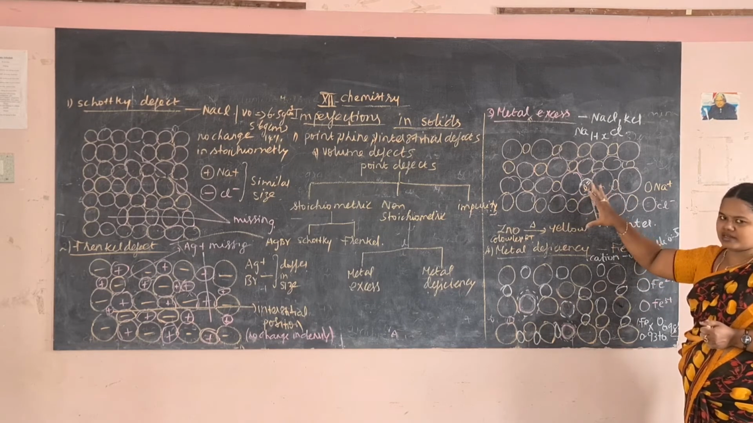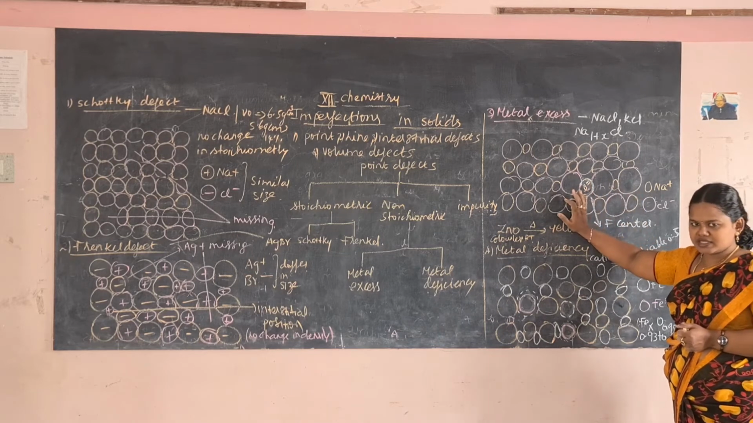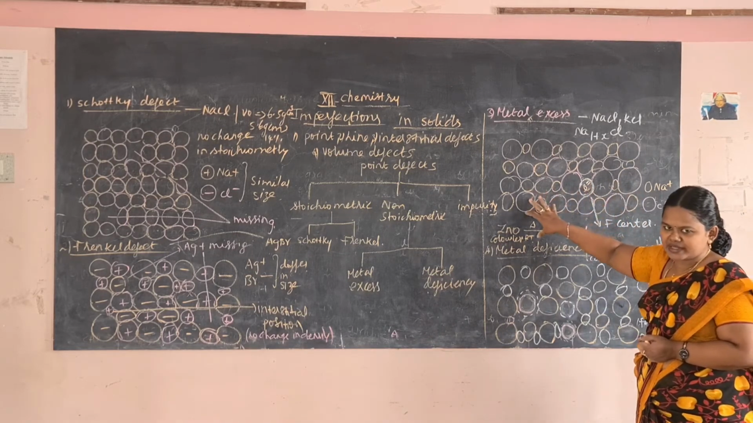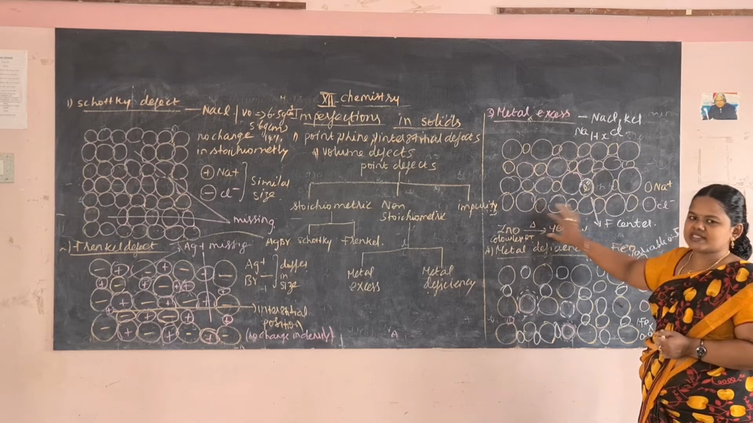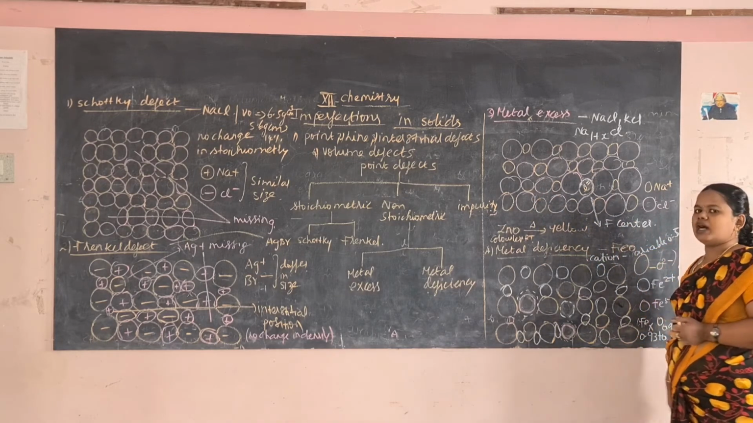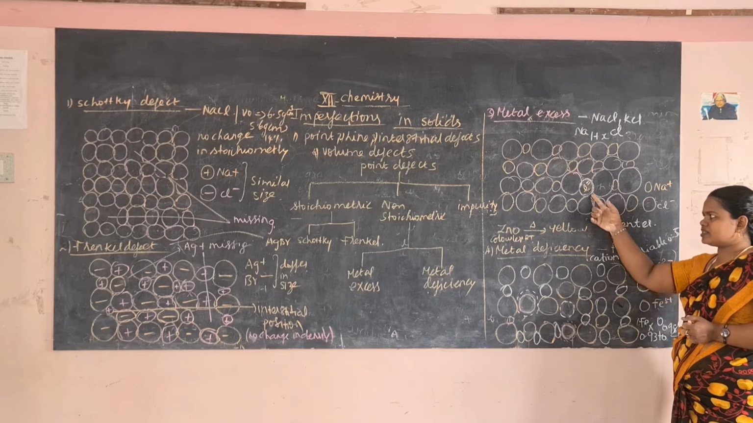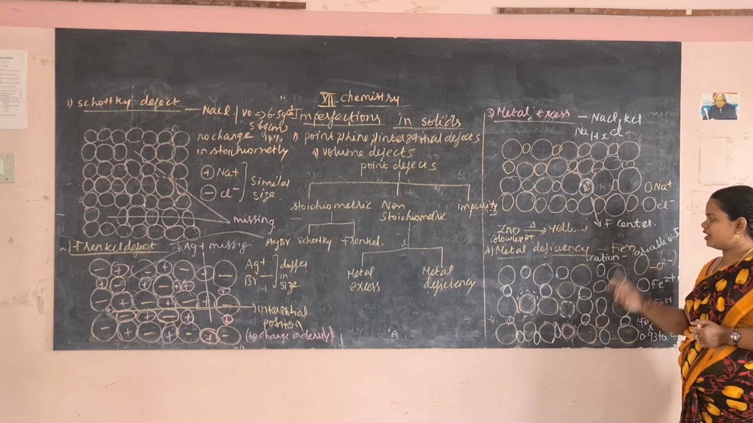A space is created at that place. Then in the space created by that Cl minus, the unshared pair of electron will occupy that space, that is known as F centers. So the unshared pair of electron that occupies the space created by the Cl minus ion is known as what? F centers.